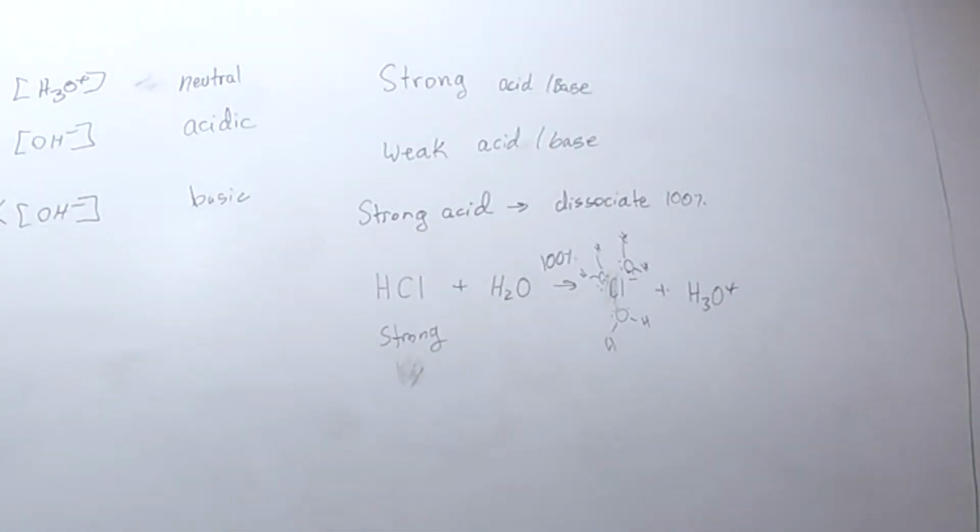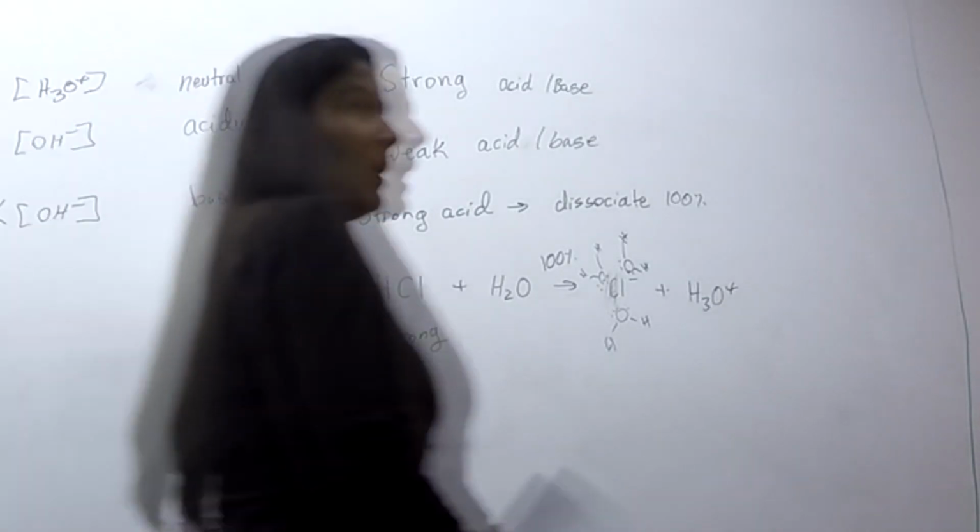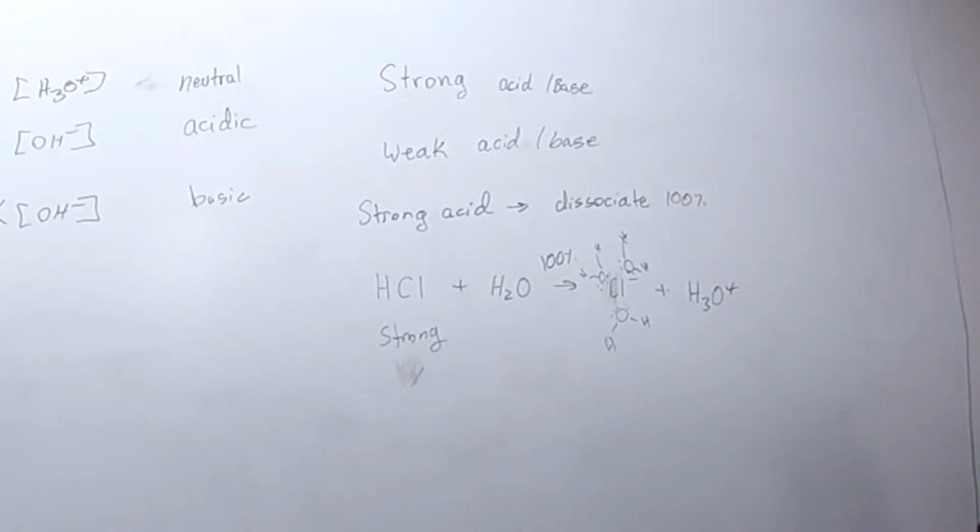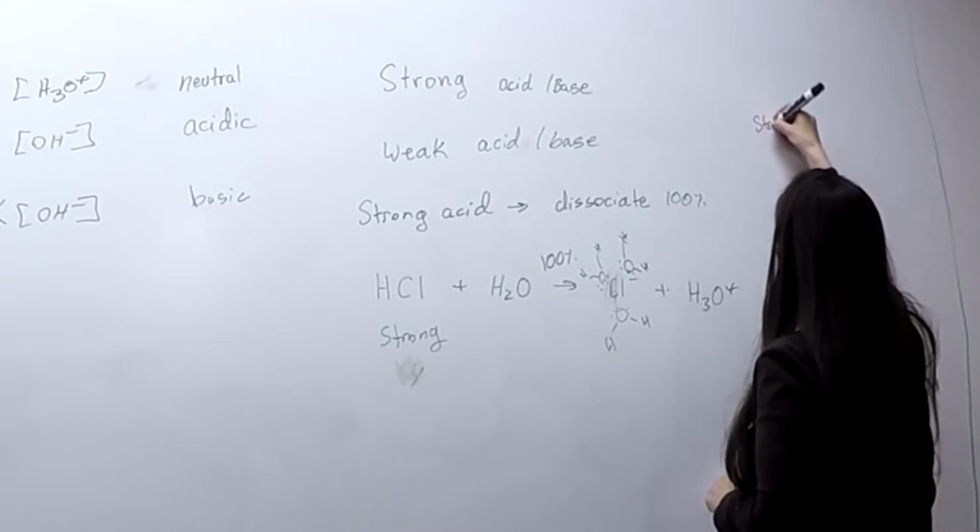There are only 6 of them, and there are 9 strong bases, and you will, by next week, need to have them memorized. So I would start right away. All right, so your list of strong acids.